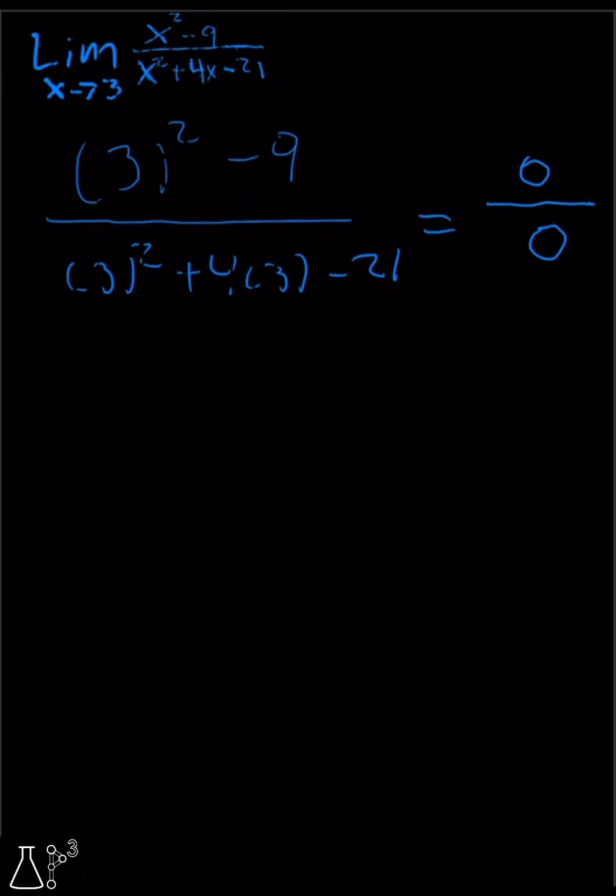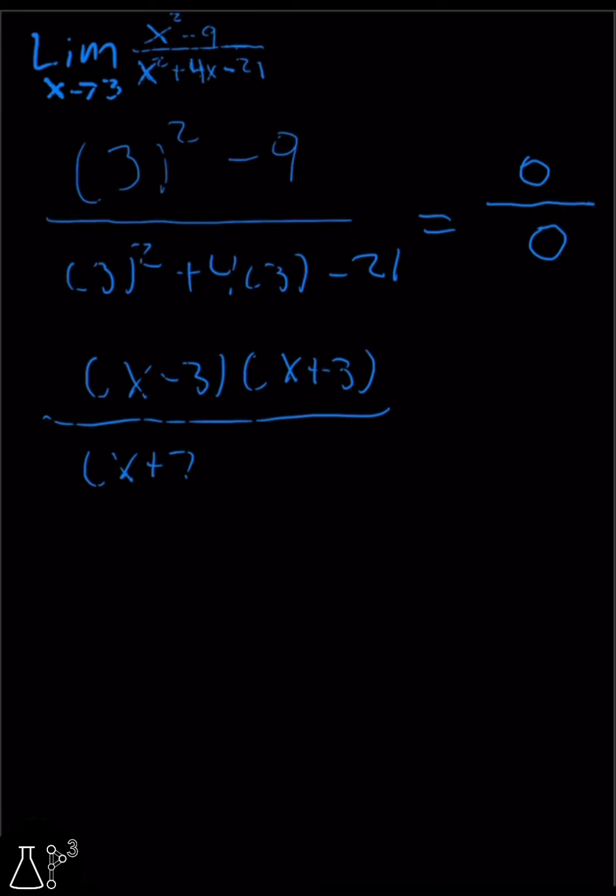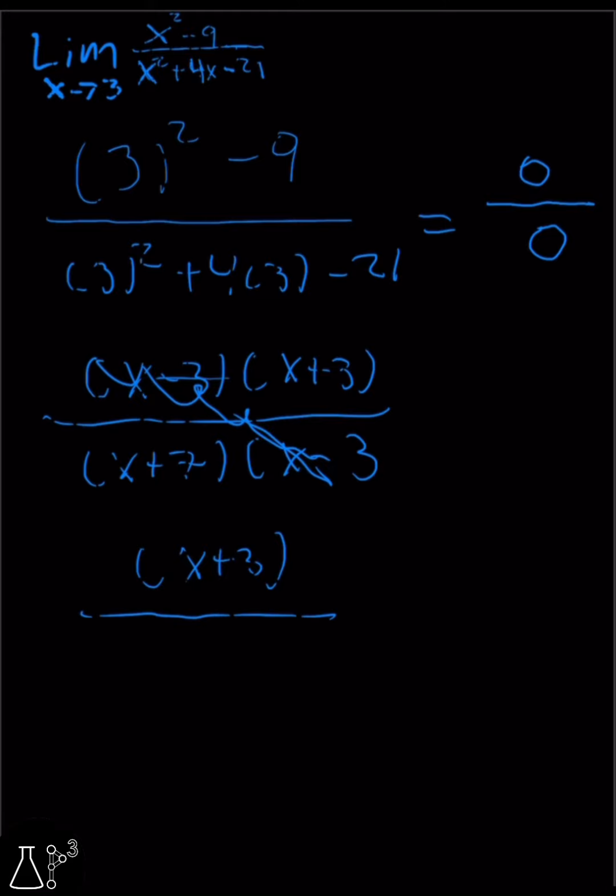So if we factor the numerator, we can write x minus 3 multiplied by x plus 3, and we can write the denominator as x plus 7 and then x minus 3. As we can see, there's an x minus 3 on the numerator and denominator, so we can cancel that out. And then we're left with x plus 3 divided by x plus 7.